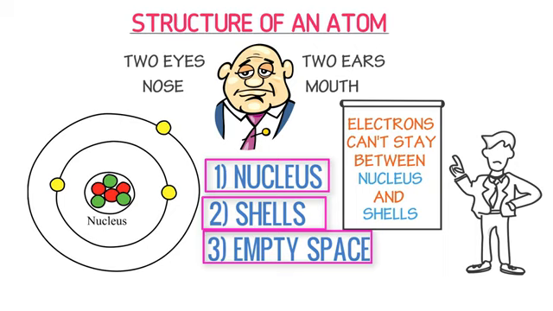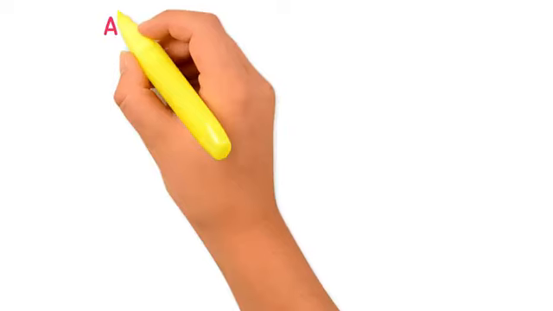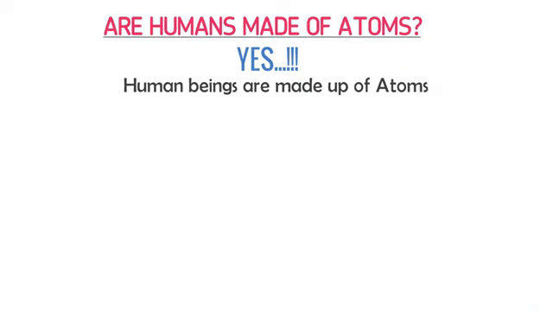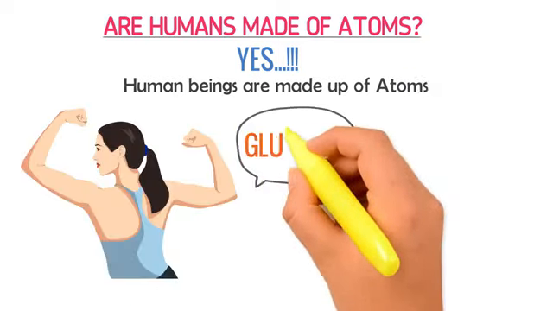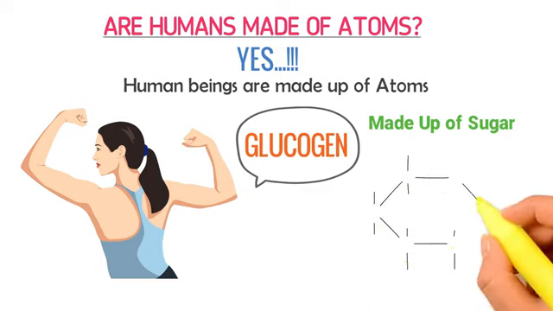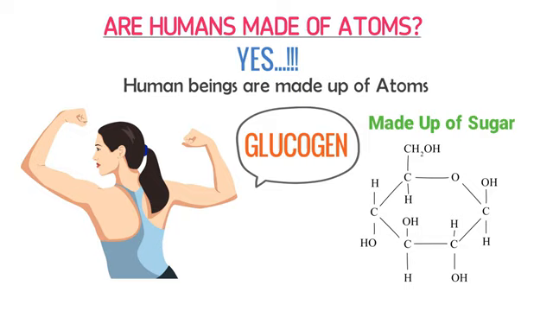Lastly, let me teach you the top 4 conceptual and important questions. The first question is, are human beings made up of atoms? Well, the answer is yes. Human beings are made up of atoms. For example, we store glycogen in our body. Glycogen is made up of sugar or glucose. We know that a single molecule of glucose is made up of 6 carbon atoms, 12 hydrogen atoms, and 6 oxygen atoms. Thus, we say that human beings are made up of atoms.